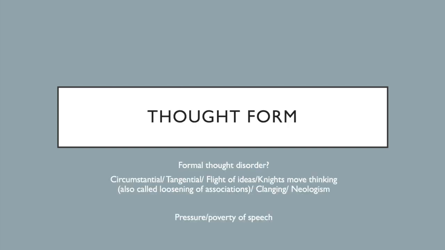So if it's quiet, there's low volume speech. Rate is important for things like mania. So are they talking really, really quickly? That would make you think of something like hypomania or mania. And then you can comment on the rhythm as well, kind of whether it's monotonous or not.